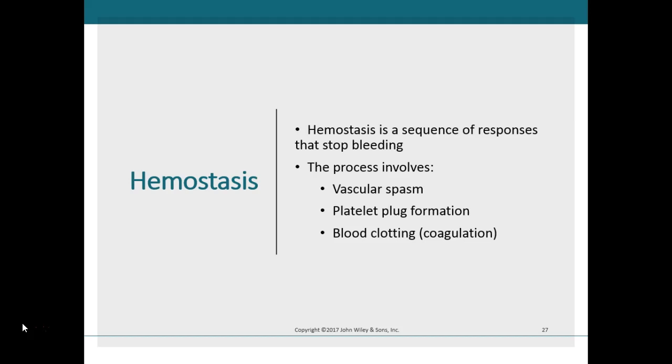When blood vessels are damaged or ruptured, the response has to be very quick. It needs to be localized to just that area of the damage, but it also needs to be very carefully controlled if it's going to be effective. Hemostasis prevents hemorrhage, or a loss of a large amount of blood from those damaged vessels. There are 3 steps involved in hemostasis. The first is vascular spasm, the second is forming a platelet plug, and the third is blood clotting, which is known as coagulation.